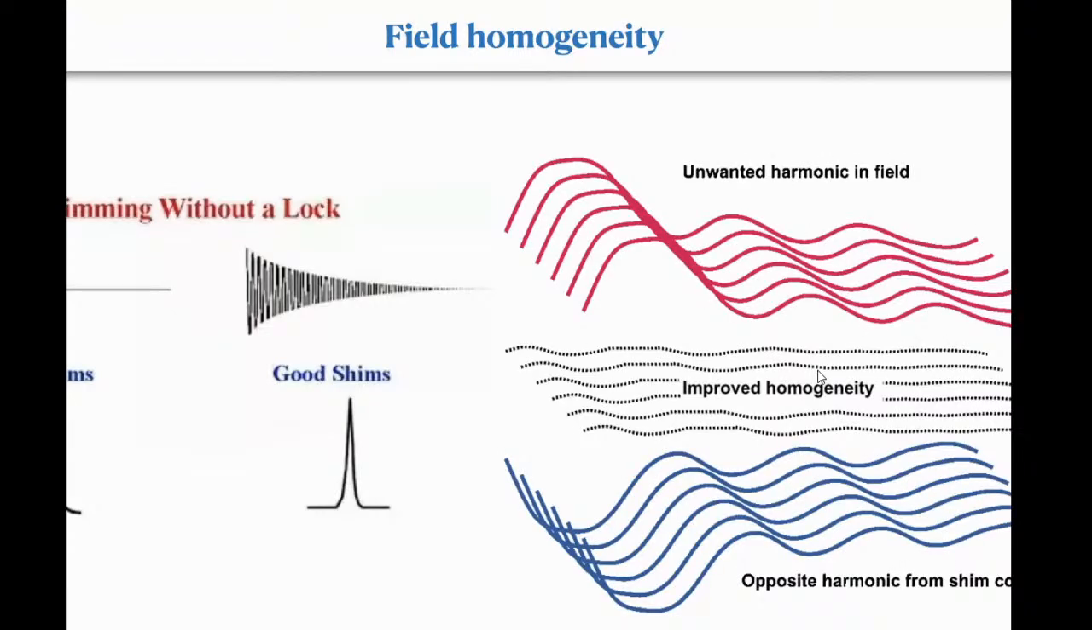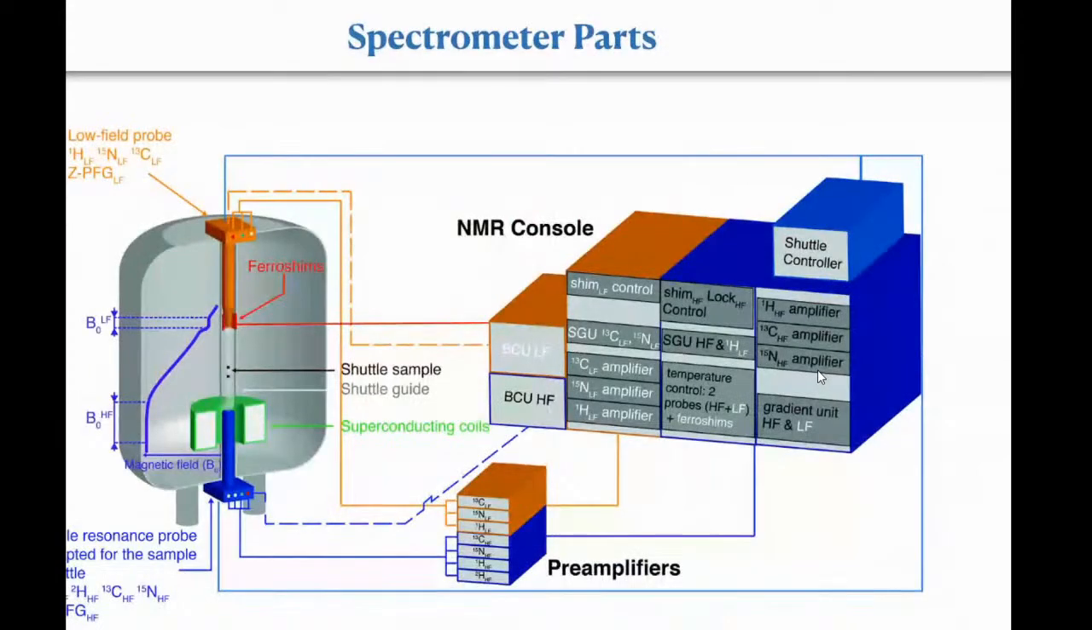Basically, there is some inhomogeneous field in your magnetic field. We are able to map that by using a different technique, and then the shim coils apply a current which will match this in the opposite direction. Okay, in the opposite direction, so it will subtract it out. So you'll get an improved homogeneity like this. This is what shimming does to the sample.